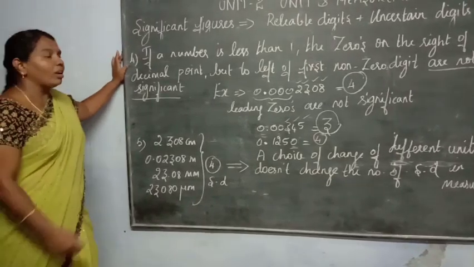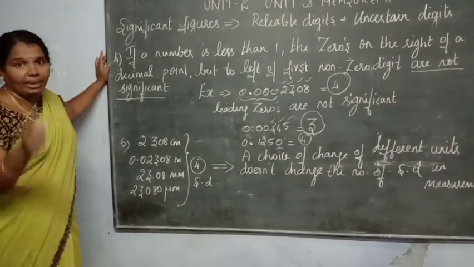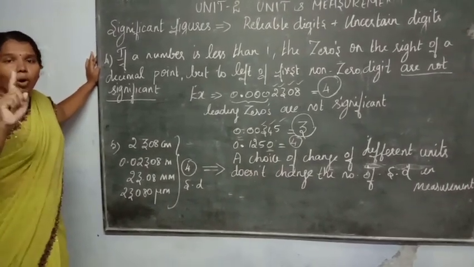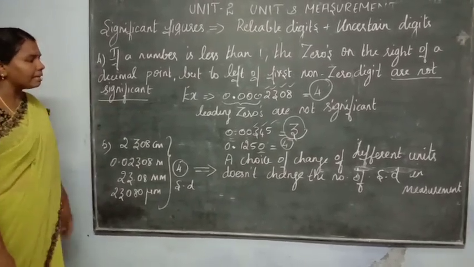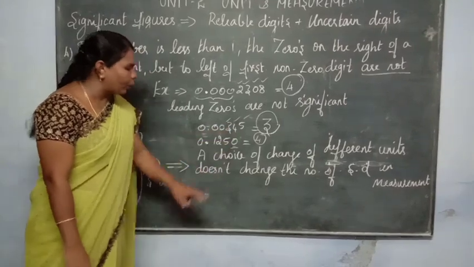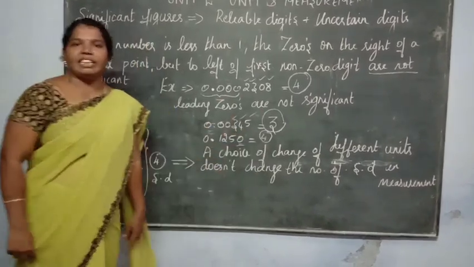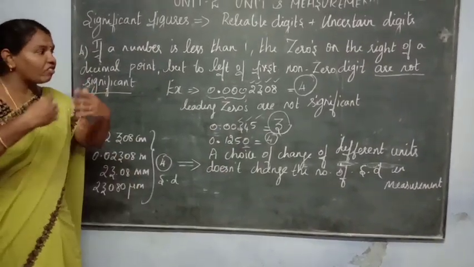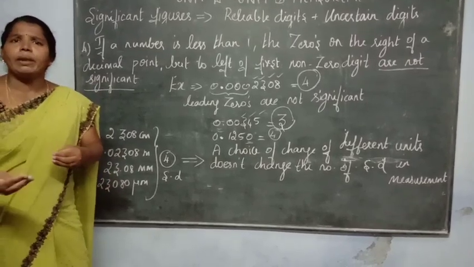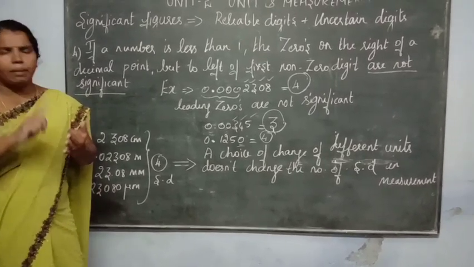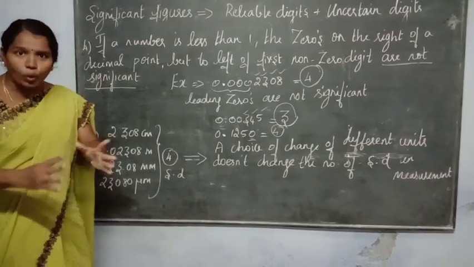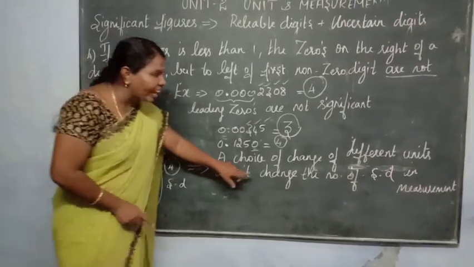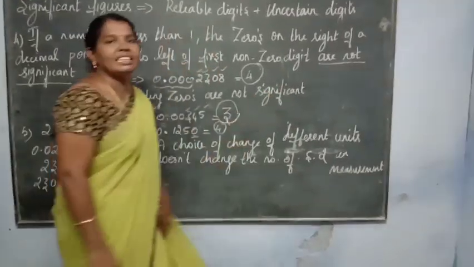What is the condition 4? The leading zeros are not significant. Keep it in your mind. Okay, see, this is the next. Another, the fifth example: the choice of a different unit does not change the number of significant digits. You may represent it in the form of centimeter, meter, millimeter, micrometer. You can express it in any term. You can use any unit.